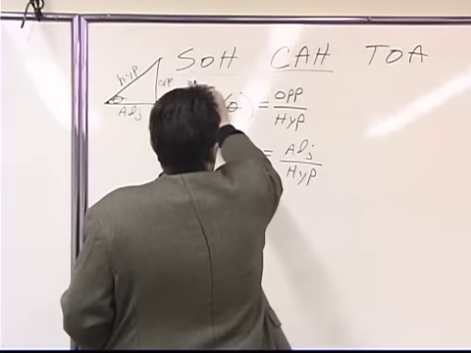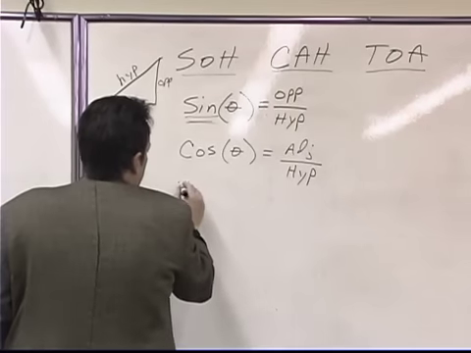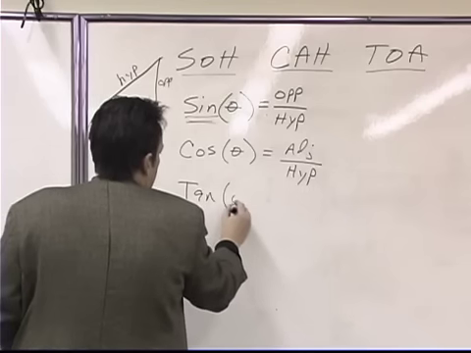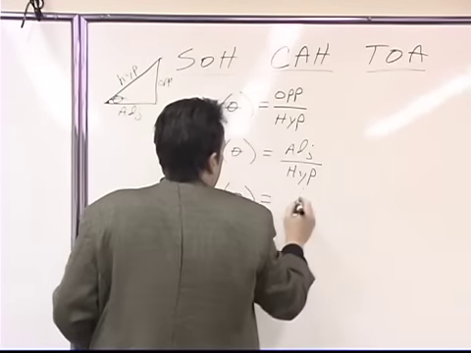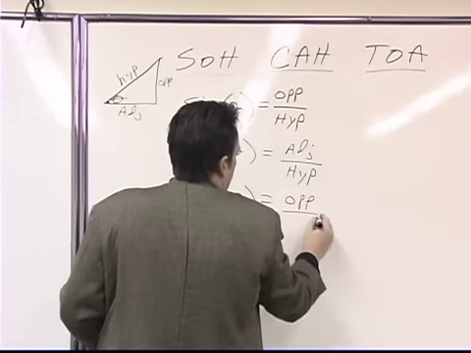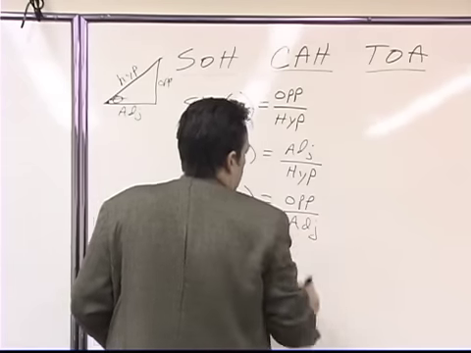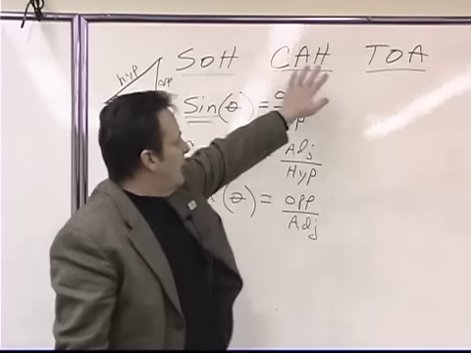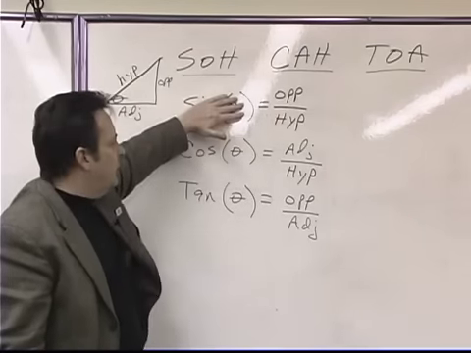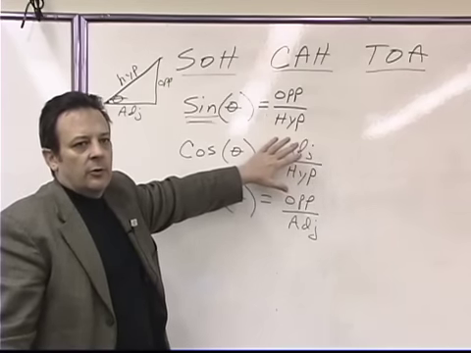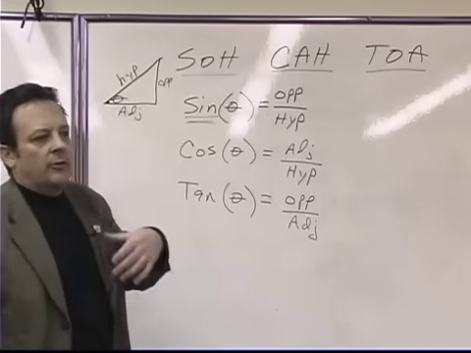And then finally, for TOA, that defines the function tangent. The tangent of the angle theta is equal to the length of the side opposite the angle divided by the length adjacent the angle. So do you see how that acronym right there allowed me to memorize these formulas? I honestly do not have these formulas memorized. The way that I generate these formulas is by thinking about SOH CAH TOA.